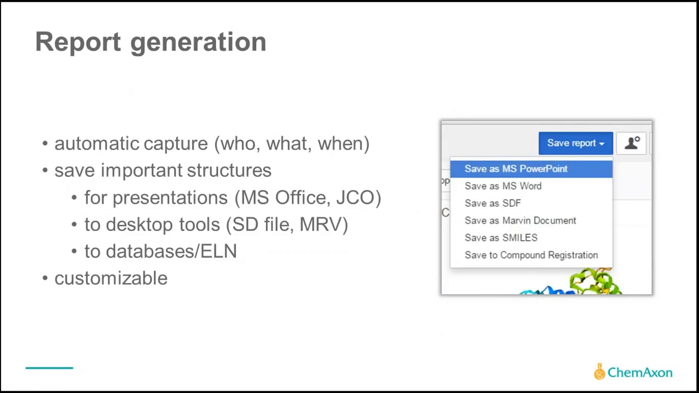Now, once the design is done, or at least reaches some stage, what you want to do is to capture the information from the meeting. And this is what the automated report generation plugin is there for in Marvin Live. It will save the relevant structure or the important structures into various document formats. It can be a PowerPoint or an MS Word document for reporting, but it can also be a molecular file like an SD file or a Marvin document if you want to upload them to a database, for instance. Or you can even save the molecules that you have designed directly to a compound registration system.